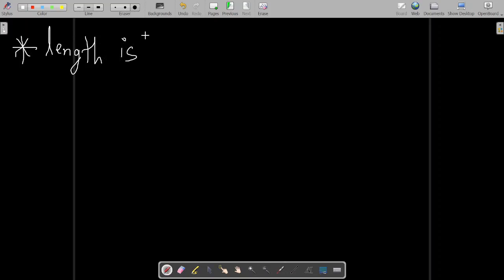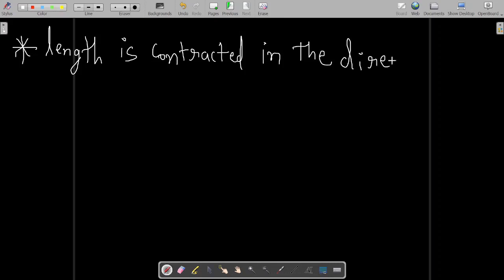So let us start the answer to this question. Let me write the points which we need to consider over here. What are the points? Length. Length is contracted in the direction of motion.